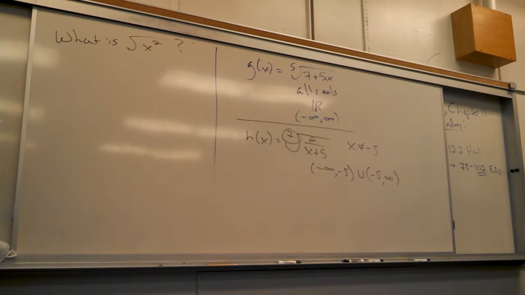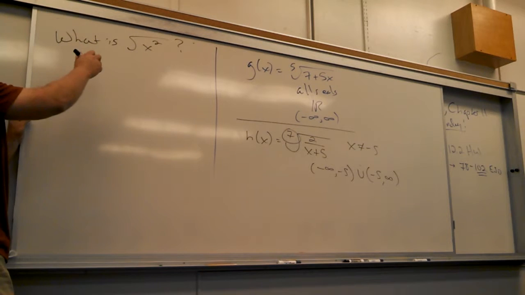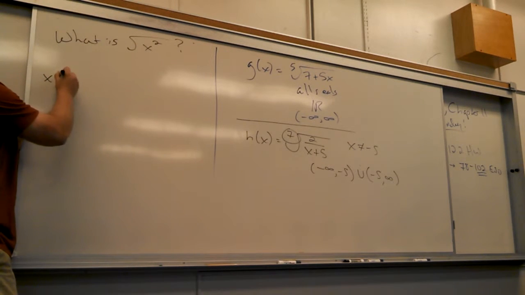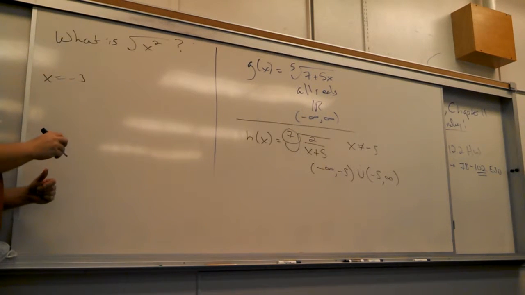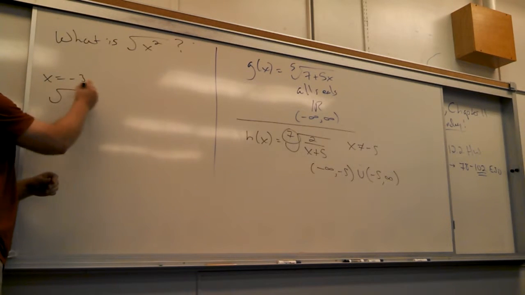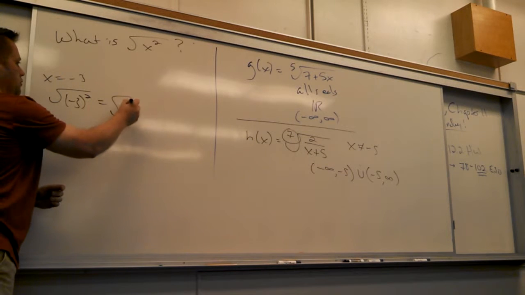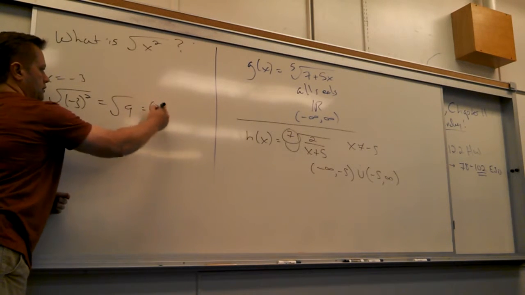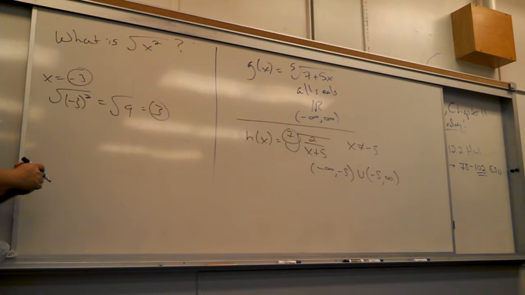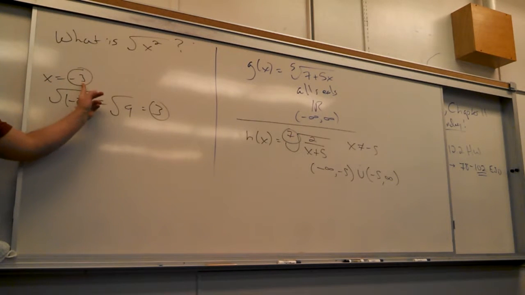Opposite. It's not x. Opposite. Yes. So here's why it's not x. If I let x be negative 3, you with me? Then that would be the square root of negative 3 squared. Well, what's negative 3 squared? 9. And what's the square root of 9? 3. Is that x? No. It's the absolute value of x.